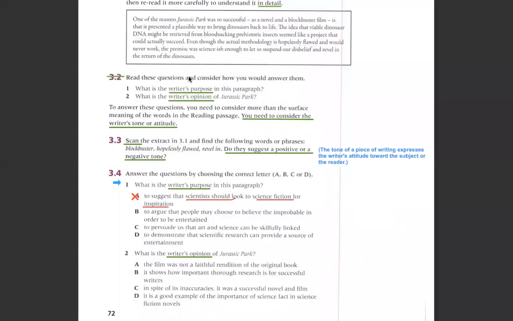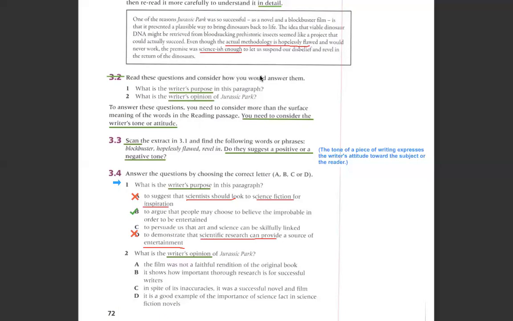Let's have a look at D. D says to demonstrate that scientific research can provide a source of entertainment. But the question is, did they do scientific research? Because he says here, even though the actual methodology is hopelessly flawed, it was science-ish enough. So this tells you that they didn't actually do much scientific research. So what they're saying here is the opposite of this. Okay. The correct answer here is B.